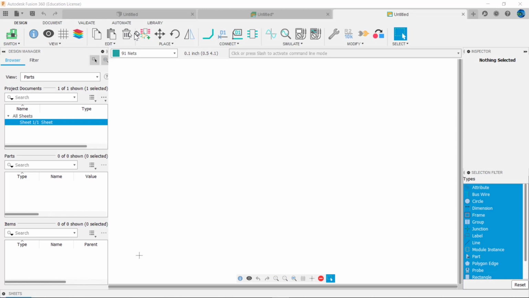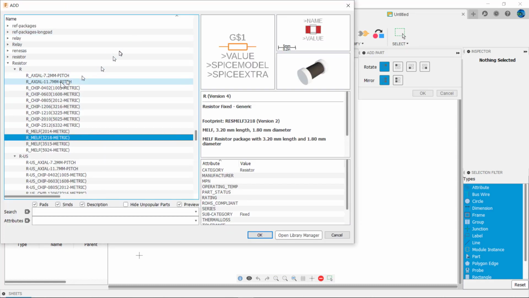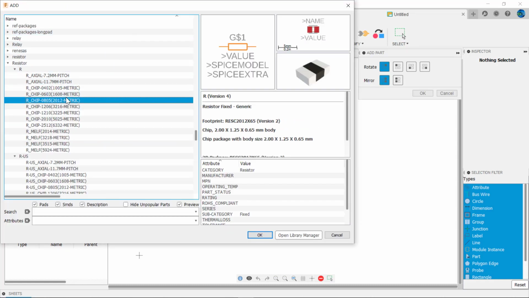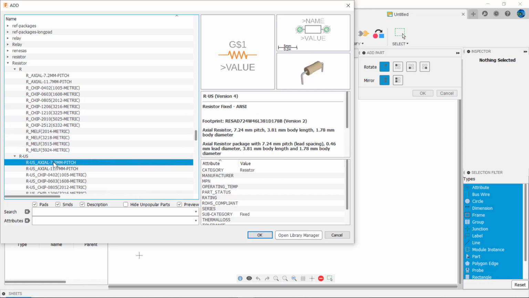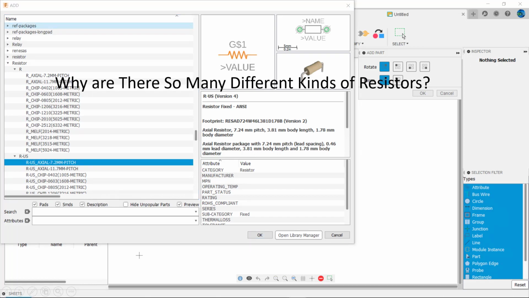When you add a resistor in Fusion to your circuit, you'll notice that there are many different resistors to choose from. Have you ever wondered why there are so many resistors, and how do you select the best resistor for your application? Welcome to Why Are There So Many Different Kinds of Resistors? In this video, we'll discuss the technologies, packages, and component ratings of resistors, and what you need to keep in mind when selecting a resistor for your circuit.